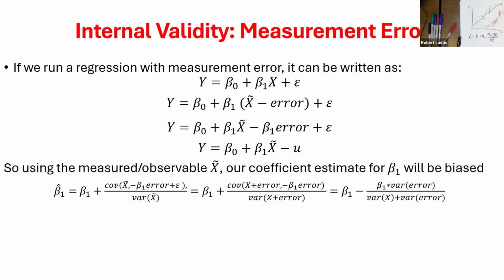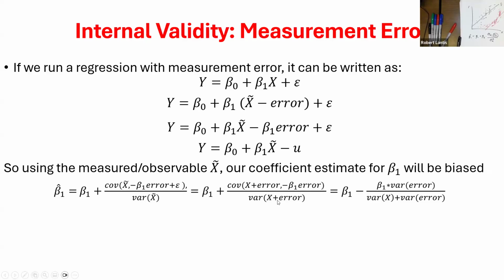Now, the original error term, which doesn't include the measurement error, the covariance of our observation with that error should still be 0. So that goes away. We're left with just the covariance between the self-reported value, which is the actual X value plus the measurement error, and negative beta 1 times the measurement error. Because the covariance of the self-reported data with just the original error should be 0, as we had that assumption before.